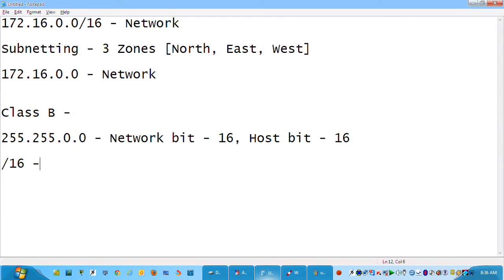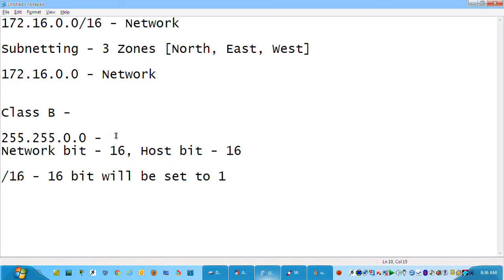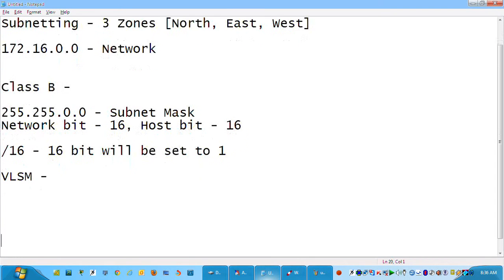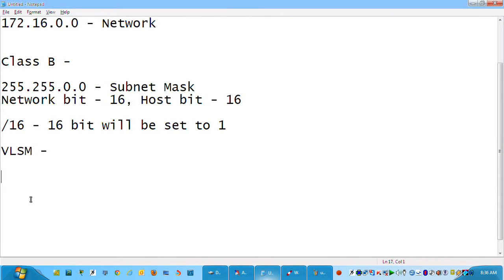/16 means 16 bits will be set to 1. Now /18 means 18 bits will be set to 1. So this is my subnet mask. Here in this case I will be getting a different subnet mask, which is called VLSM, variable length subnet mask. I'm giving you a VLSM calculator so that you can calculate it easily. Please go through this.